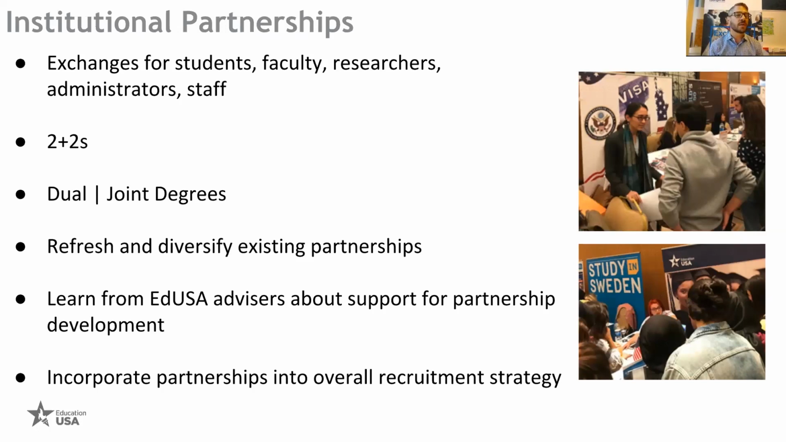2+2s, so seamless credit mobility agreements between institutions so students can travel back and forth. Dual and joint degrees, I know that those take a long time to set up, but those are something that are of ongoing interest, and like the Erasmus Mundus program that I mentioned, that is what that program is for, to support dual and joint degrees. Refresh and diversify your existing partnerships.